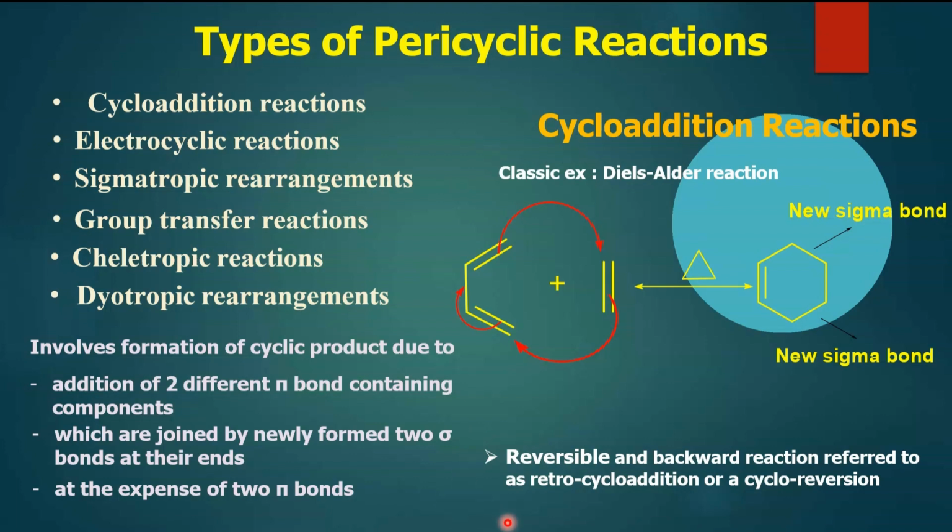and this reaction is reversible. If I heat this cyclohexene, I can get back the butadiene and the ethene. This is another important feature of pericyclic reactions. All are reversible.